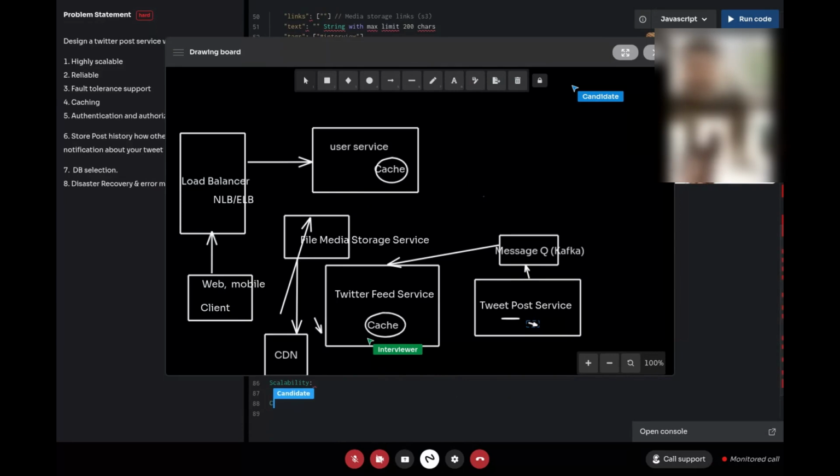So based on different metrics like average CPU utilization and memory, we can have alerts triggered, which can be configured with auto scaling policies.